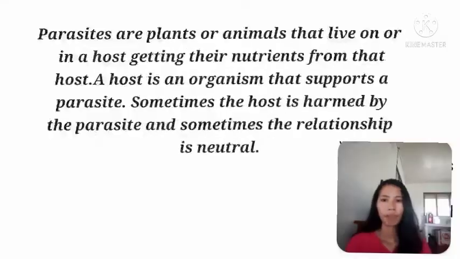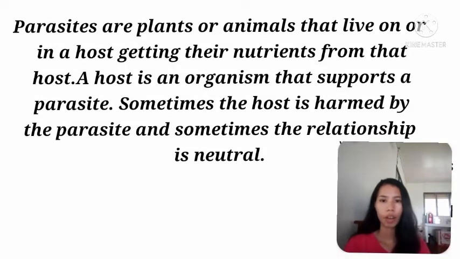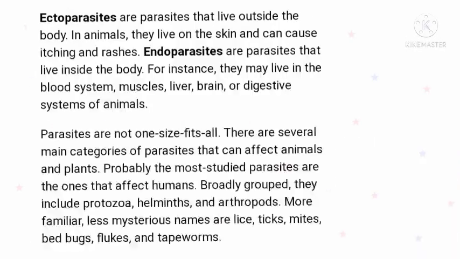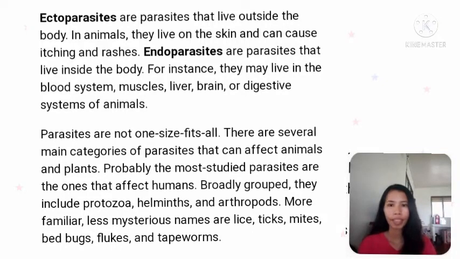Parasites. Parasites are plants or animals that live on or in a host, getting their nutrients from that host. So what is a host? A host is an organism that supports a parasite. Sometimes the host is harmed by the parasite, and sometimes the relationship is neutral. Ectoparasites are parasites that live outside the body. In animals, they live on the skin and can cause itching and rashes. Endoparasites are parasites that live inside the body. For instance, they may live in the blood system, muscle, liver, brain, or digestive system of animals.